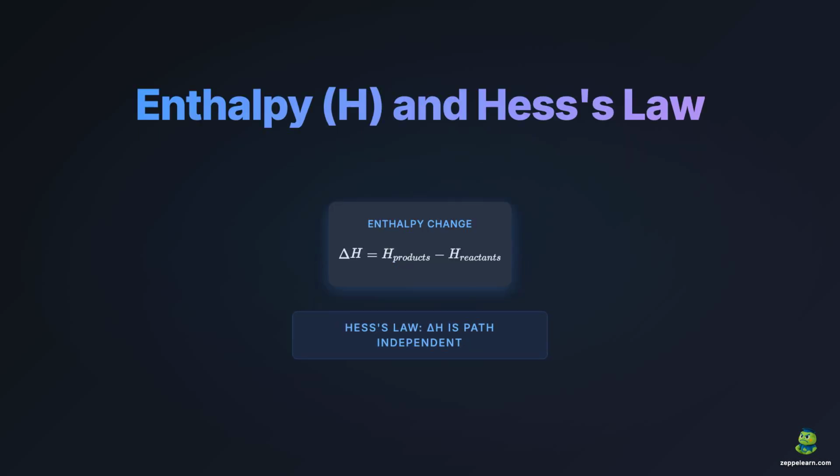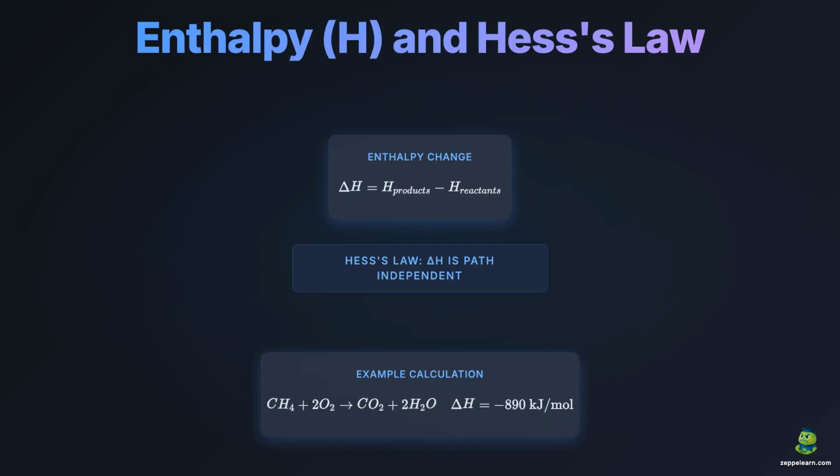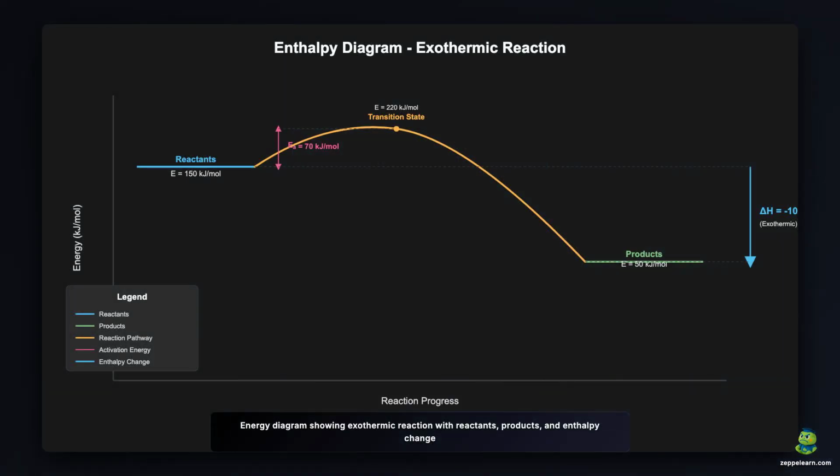Hess's law states that the total enthalpy change for a reaction is independent of the pathway taken. This allows us to calculate unknown enthalpy changes. For example, if we burn methane, the enthalpy change is negative 890 kilojoules per mole, indicating heat is released. This energy diagram shows an exothermic reaction where the products have lower energy than reactants, resulting in heat release to the surroundings.